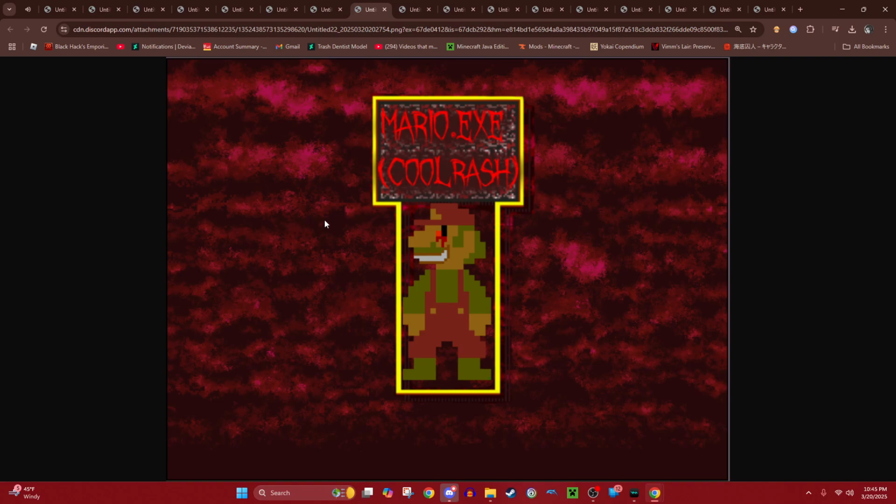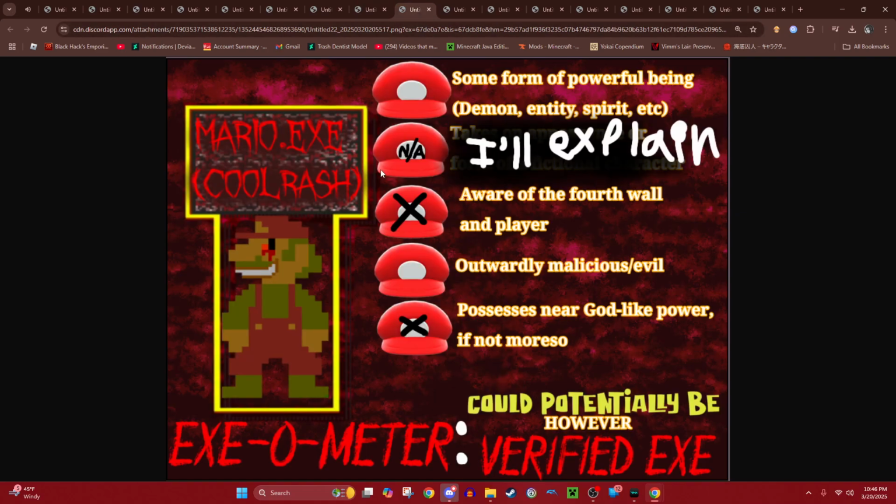Next, we have a bit of a tricky one. Aside from the fact it obviously states what it is in the name, though you'll come to find that there is deceptively less on the scoreboard than you might think, despite the name being Mario.exe. And yes, there can be EXEs that aren't Sonic related. This is a thing that can occur, and Mario.exe, the Cool Rash variant, is a very good example of this. Now, we move on to the first hat. Are they some form of powerful being, demon, entity, spirit, etc.?